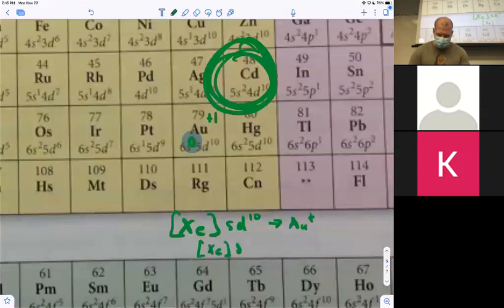Does that mean that it takes out the 5d, or it still takes out the s? Yeah, it takes out the s first. If you can read that. That would be gold +3. The s electrons are taken off first. And it's stable with 8 electrons in its 2 orbitals?